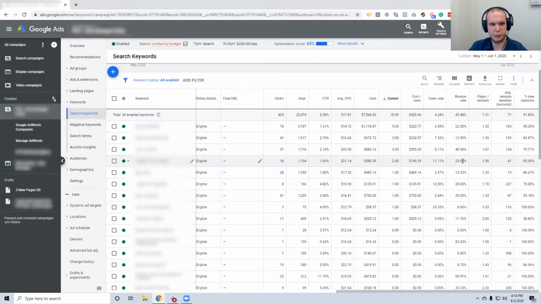Because if you're bidding on a specific keyword and someone uses that keyword to click on your ad and goes to the site and they have a high bounce rate consistently, maybe it's not a relevant keyword as maybe you thought it was. Maybe it was relevant to you, but it's just not how people are searching.